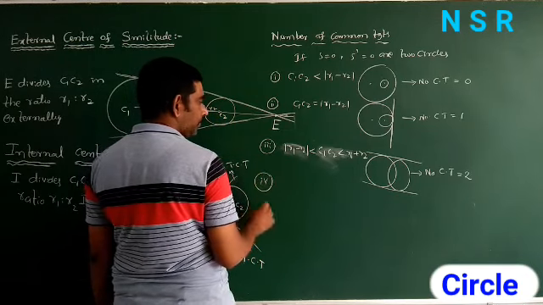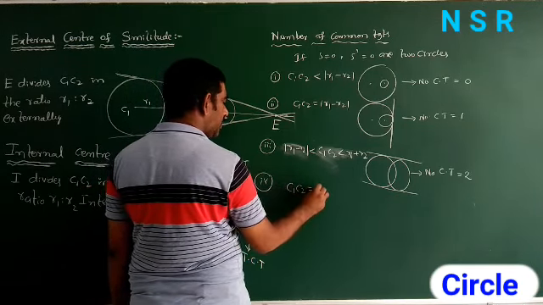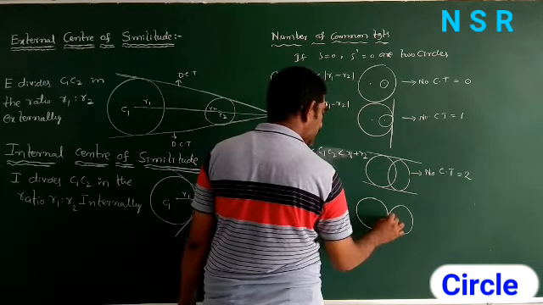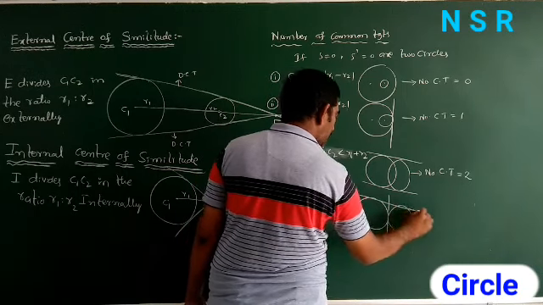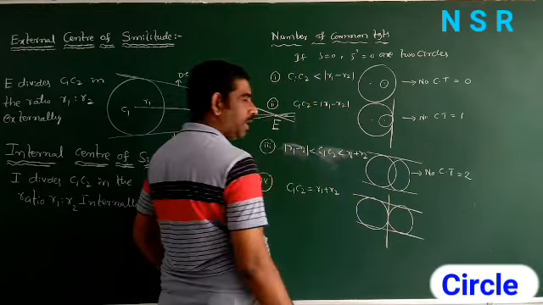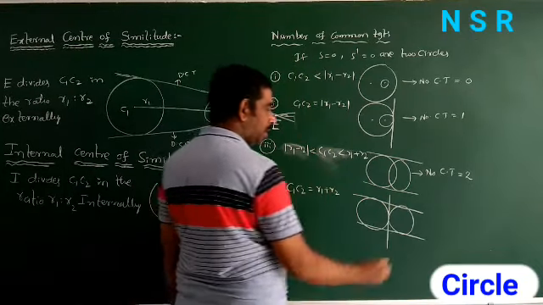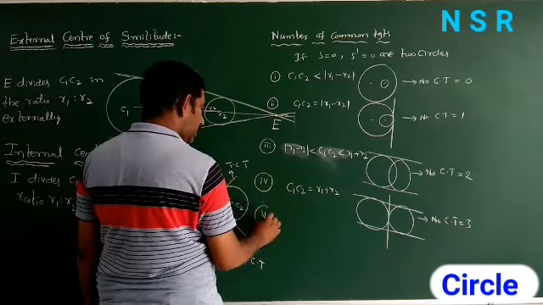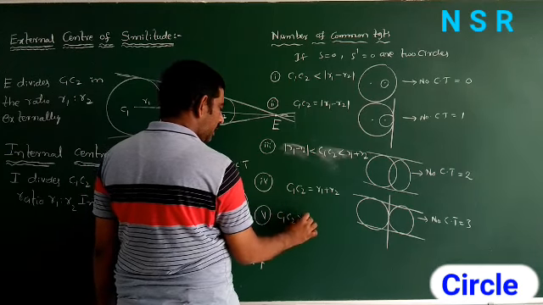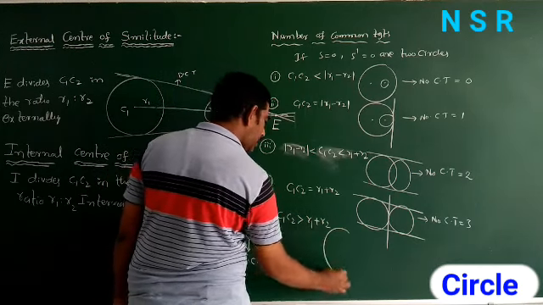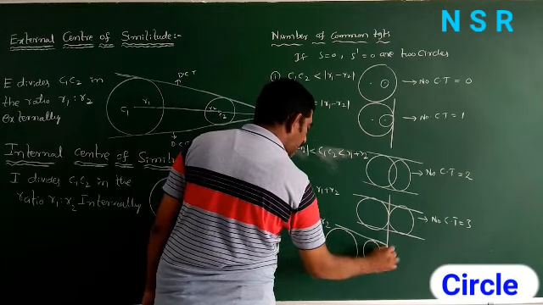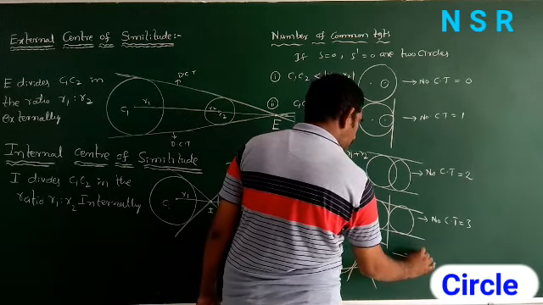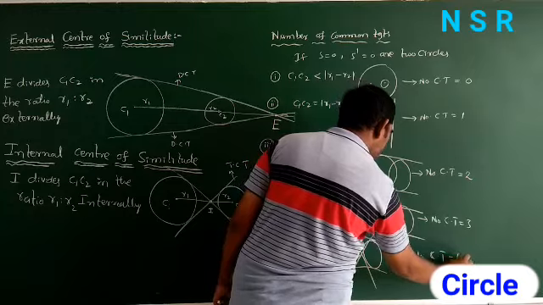Next, the fourth one: C1 C2 is equal to R1 plus R2. Now the two circles touch at one point externally. Now we have two direct common tangents and one transverse common tangent. So the number of common tangents is equal to 3. Next, the fifth one: C1 C2 is greater than R1 plus R2. Now the two circles cannot touch. Now we have two direct common tangents and two transverse common tangents. So the number of common tangents is equal to 4.